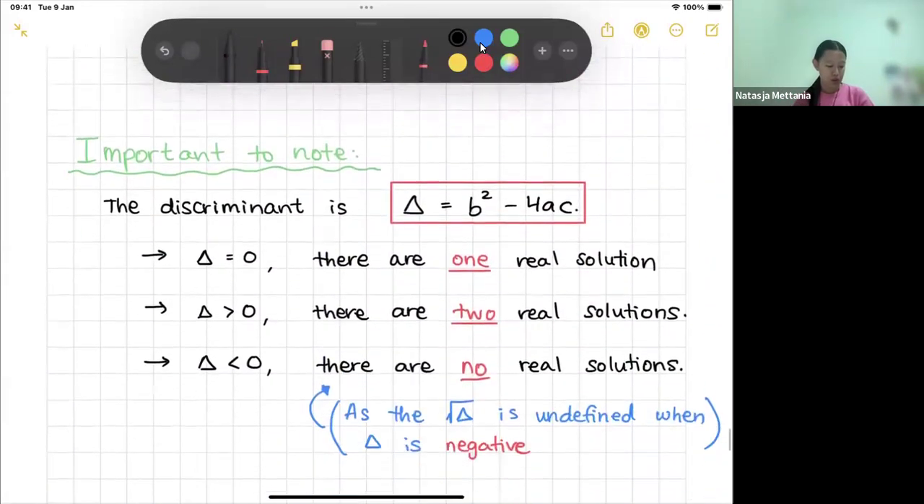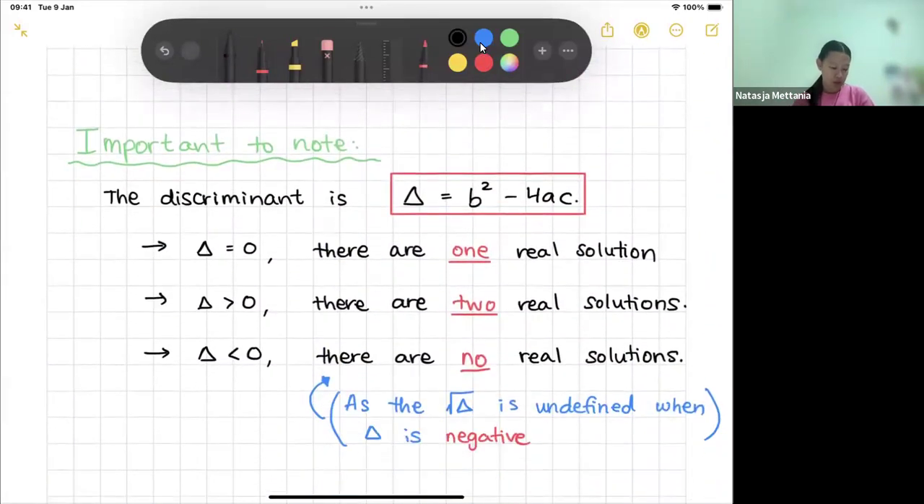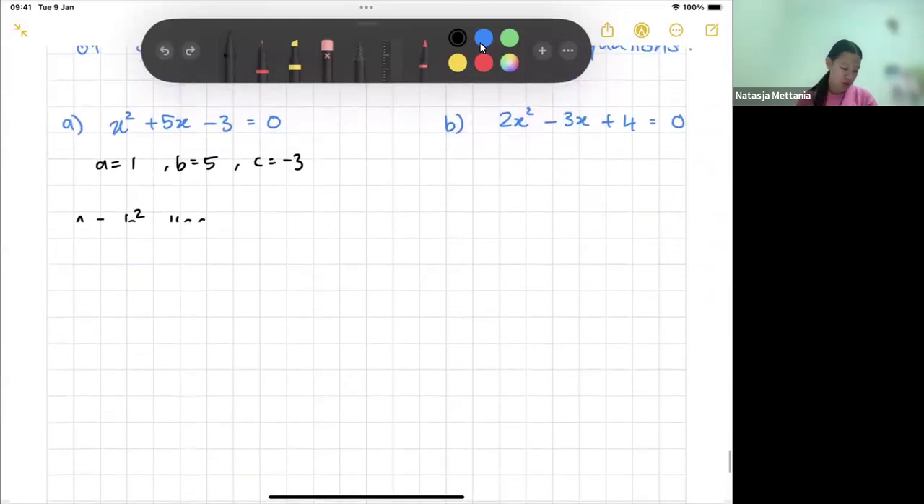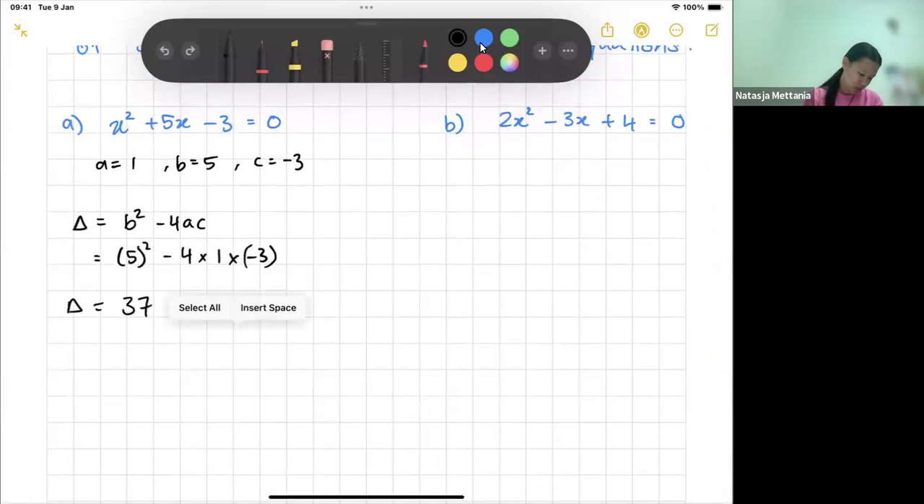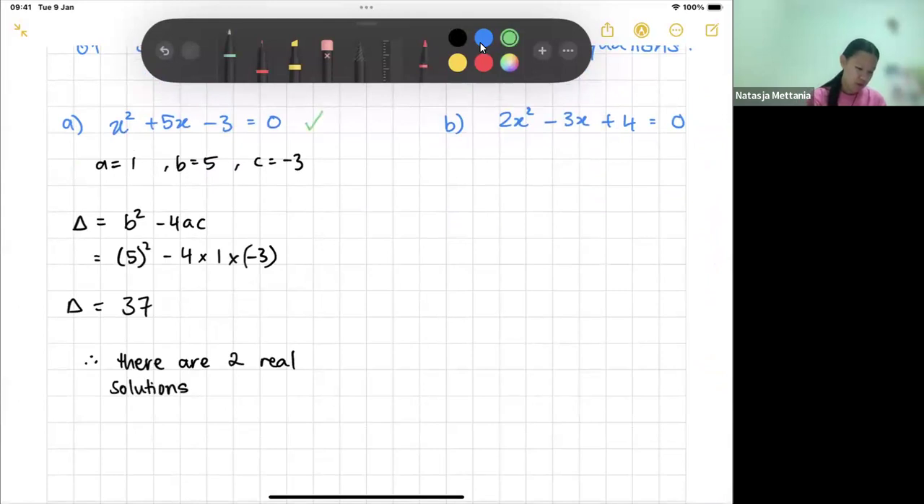I'm going to look at my notes here. If my discriminant is greater than 0, then I have two real solutions. So at the very end I'm going to write down, therefore, there are two real solutions. Meaning for this particular quadratic equation, it can have two different x values.